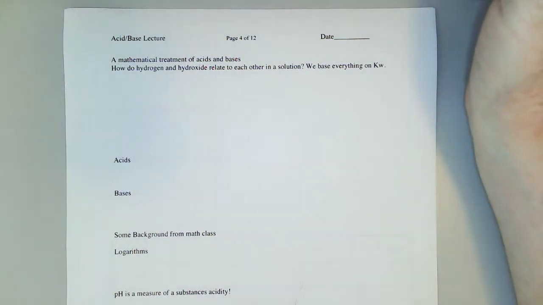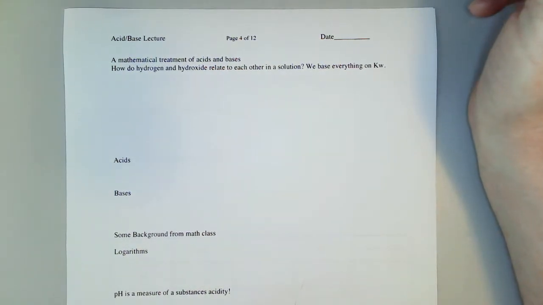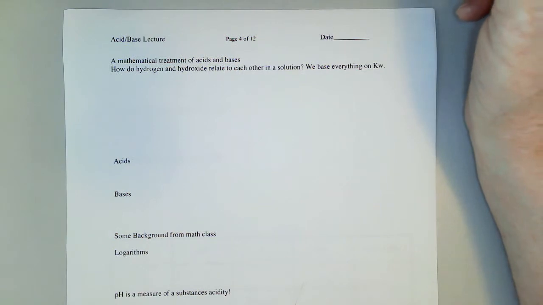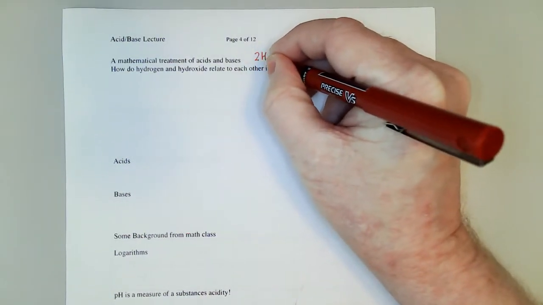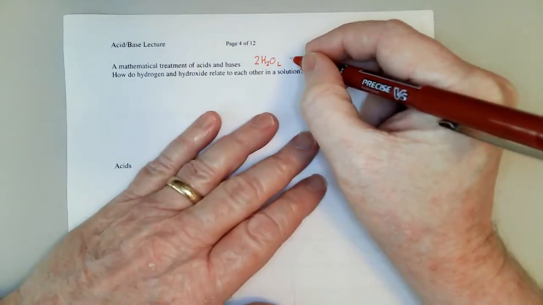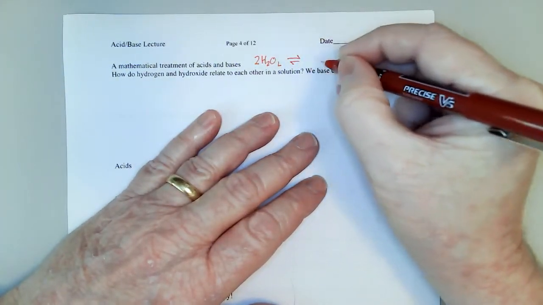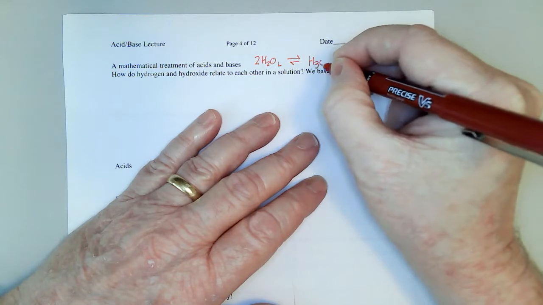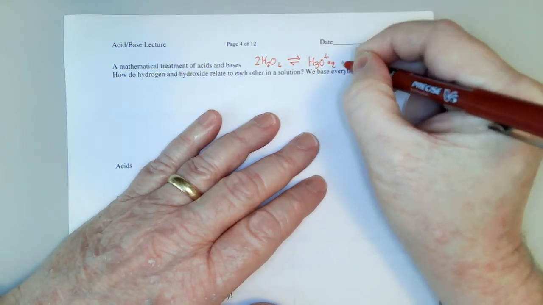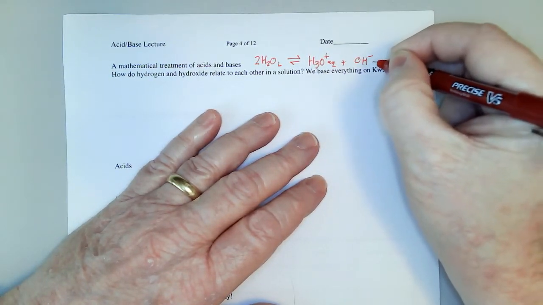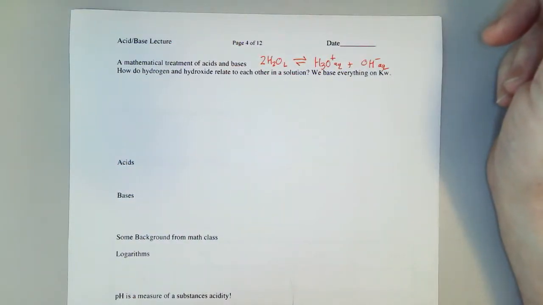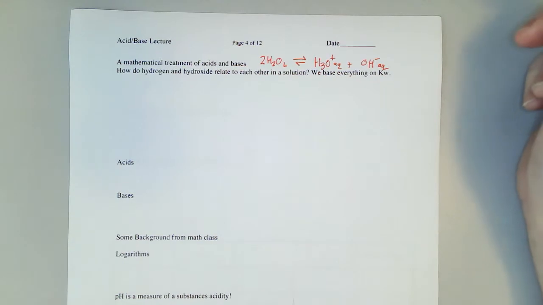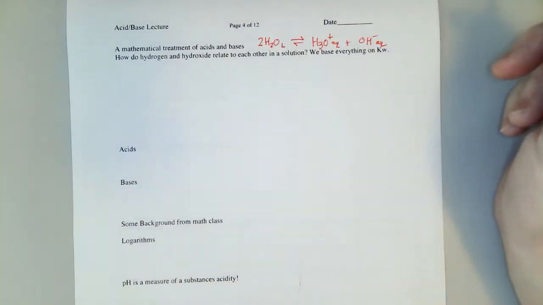So we're going to be talking about what I call a mathematical treatment of acids and bases today. And everything is really going to be based upon this reaction: 2H2O liquid auto-ionizing into H3O+ aqueous and OH- aqueous. And we wrote the Keq for this a few pages back. This is what we have called Kw.